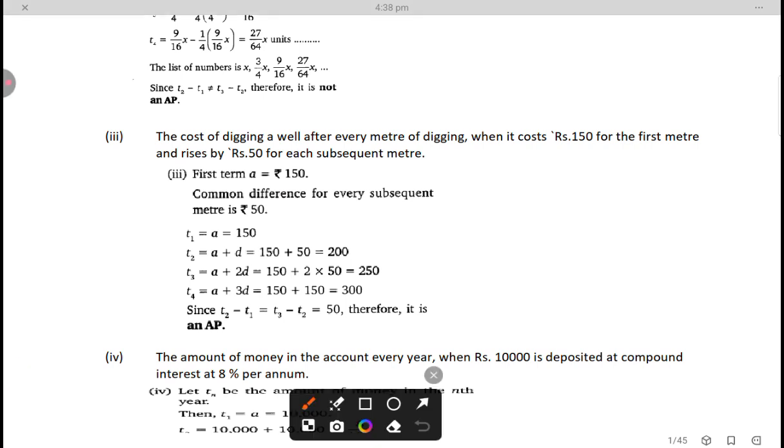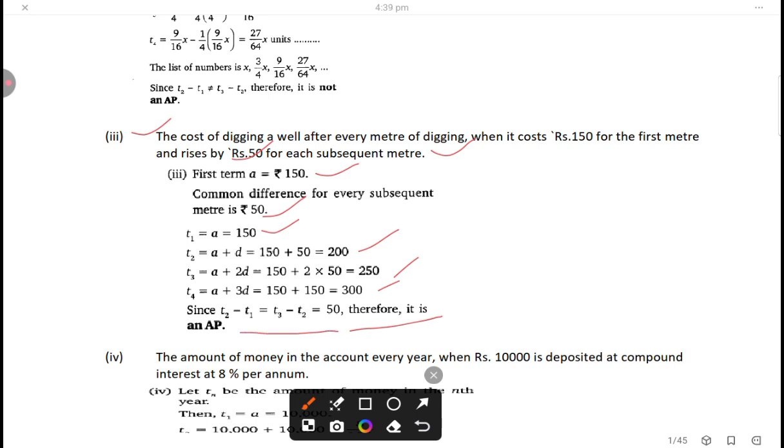Third question. Cost of digging a well after every meter of digging, when it costs 150 rupees for the first meter and rises by 50 rupees for the subsequent meters. So the first term let us take 150. Here the common difference is already given, 50. So if we add every 50, you'll get each of the terms. Then you find the difference between terms. So it is 50. Therefore it is forming an arithmetic progression.